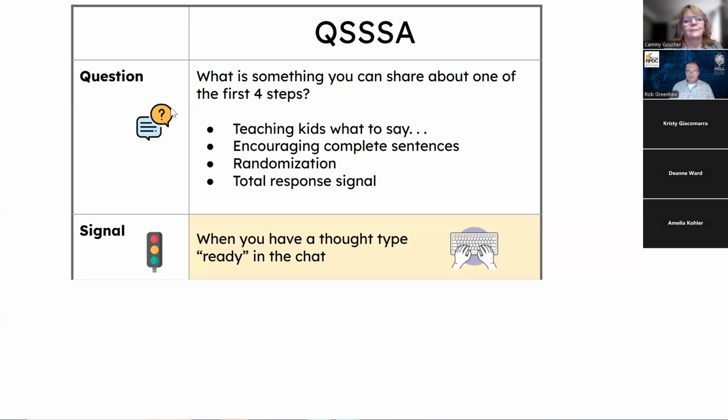All right. So QSSA is an acronym. We ask a question, and we ask students to show us a signal when they have something they're going to say. Our next part is going to be a stem.